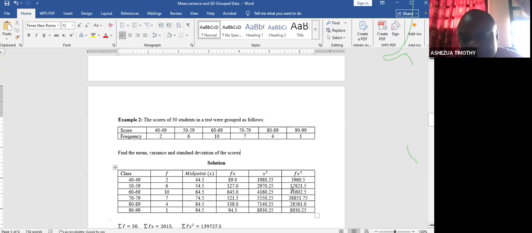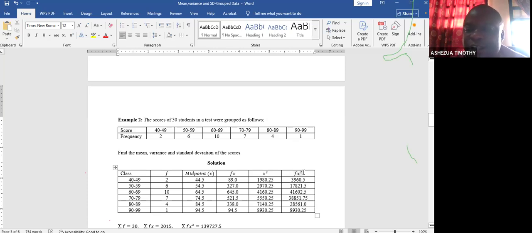How do we get x squared? We can get the values under this column by squaring each of these values here. Quickly, we have 44.5 times 44.5, that gives us this value. 54.5 times 54.5 gives us this value. That is the approach we adopted. We get to 94.5 times 94.5, which will give us this value.